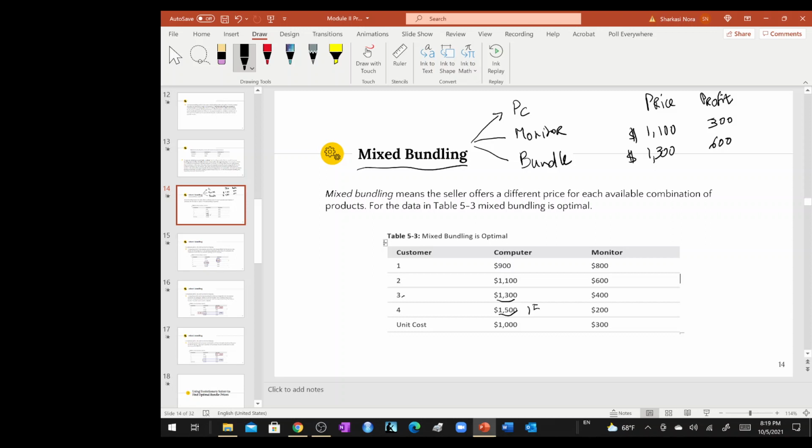Our last example is to focus on one segment that values my device at 1,500. Only one segment will buy it. Unit cost is 1,000, and this will yield 500 as profit. So you can see from this demonstration that if you want to price the computer as a standalone product, you should go for 1,300. Did you see how you arrived at this? Okay, so now let's go back to the monitor.